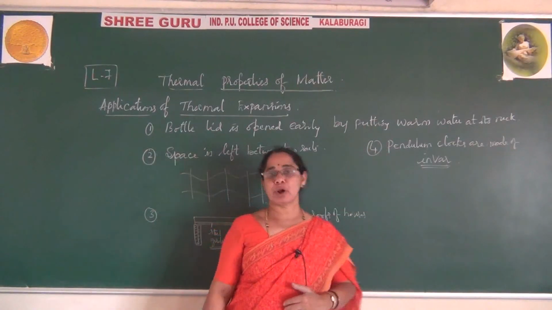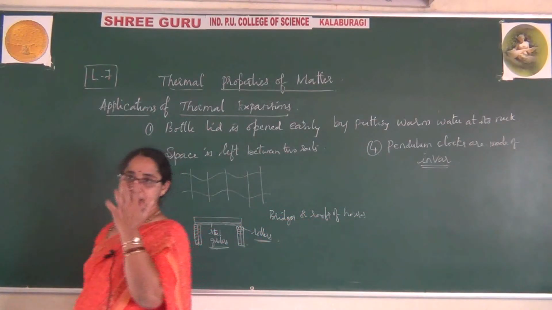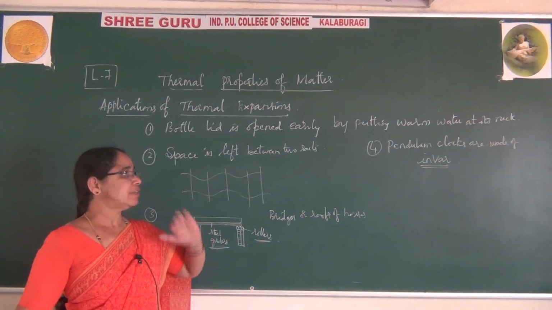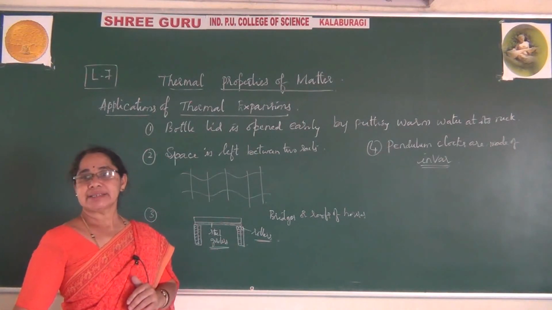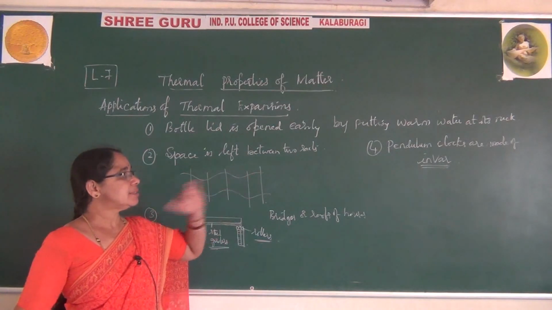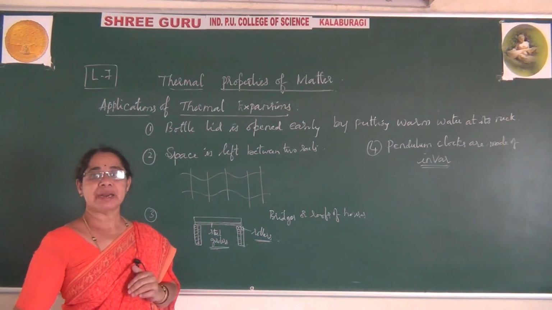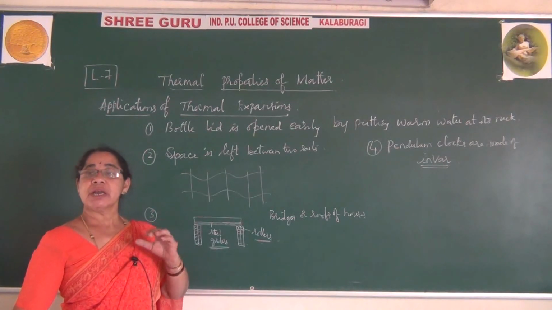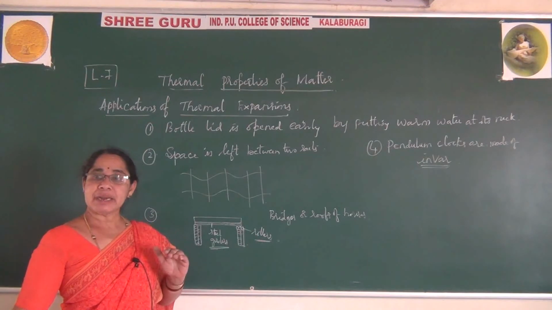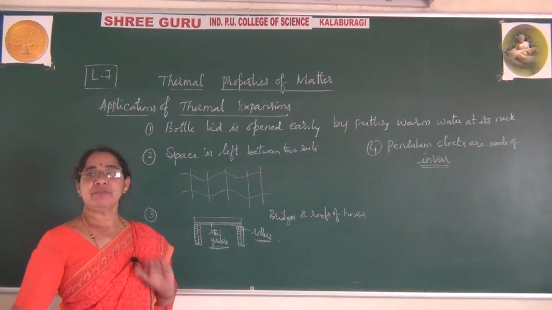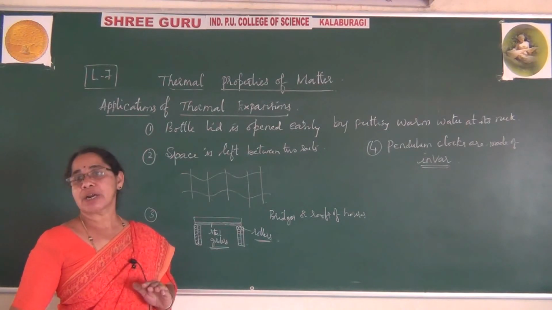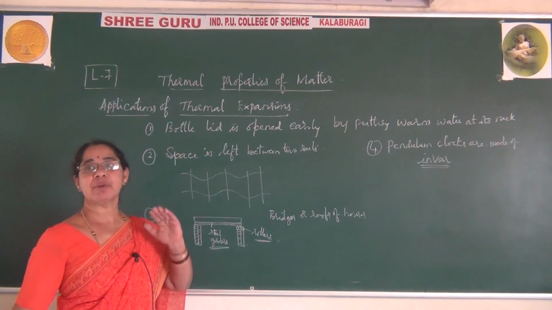These pendulum clocks are made up of invar material, a combination of nickel and iron, which I said in the earlier class is 64% and 36%. This invar material is used for pendulum clocks. As the season changes, during summer the length of the pendulum increases, and during winter the length of the pendulum decreases. Due to expansion and contraction, the length of the pendulum changes.